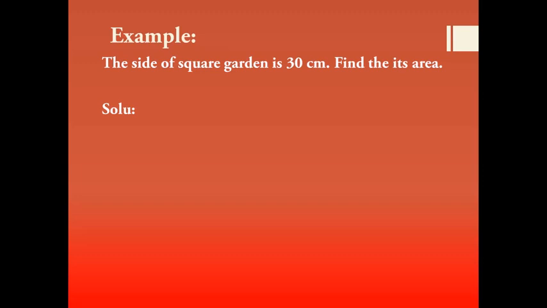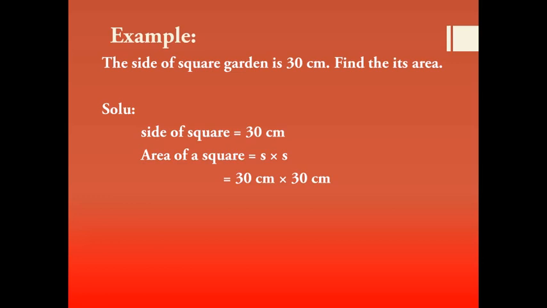Let's take an example. The side of a square garden is 30 centimeter. Find its area. Side of square is equal to 30 centimeter. Area of square is equal to S into S. So 30 centimeter into 30 centimeter is equal to 900 square centimeter. So area of square garden is 900 square centimeter.